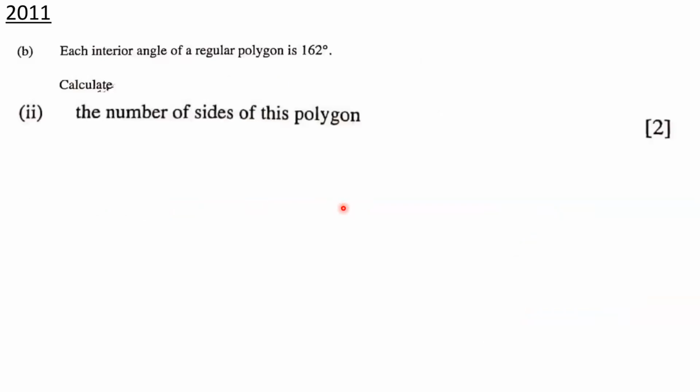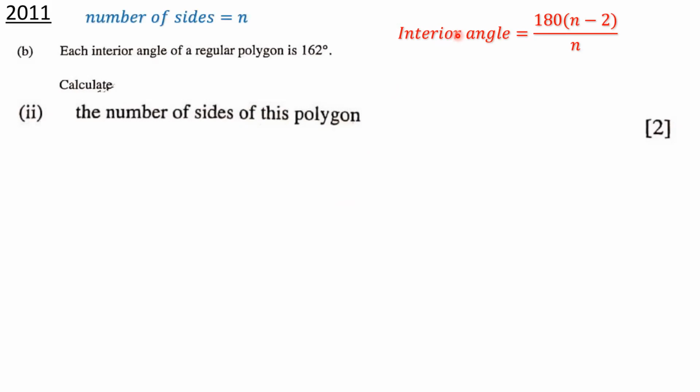It says each interior angle of a regular polygon is equal to 162 degrees. Calculate the number of sides of this polygon. All right, we did this before. What we have to do is replace the interior angle with 162. And so that's going to be 162 over n. And we need to remember what that n is going to be equal to.